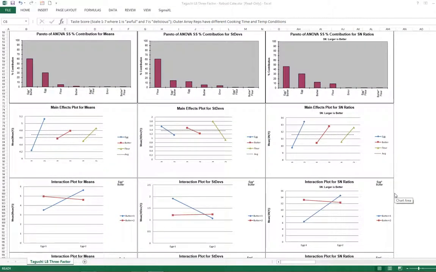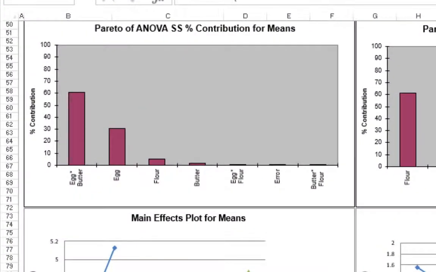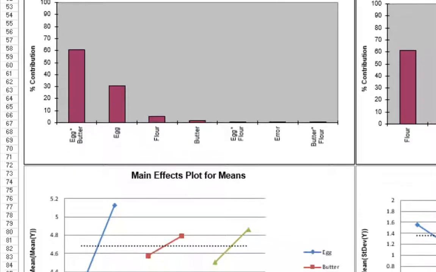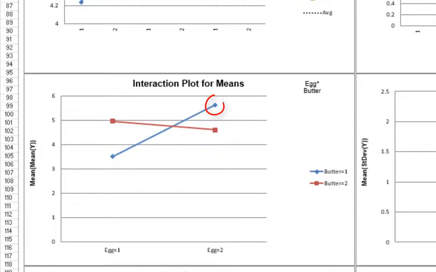As a validation of our signal-to-noise ratio analysis, we will review the plots for mean and standard deviation. From the Pareto of ANOVA sum of squares percent contribution for means, we see that the egg-butter interaction is the dominant contributor to the mean taste score. Looking at the egg-butter interaction plot for means, the optimum setting to maximize mean taste score is egg equals 2 and butter equals 1.